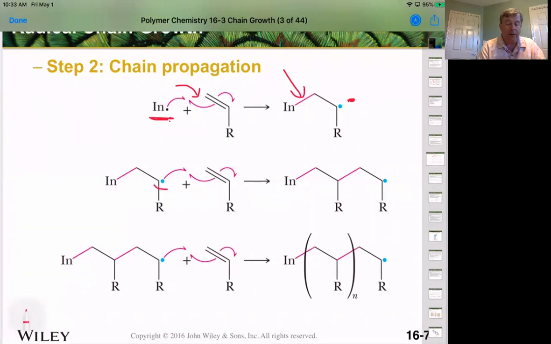Okay, now that we've generated this radical, it can react with another double bond. So one electron from that double bond moves over here to generate a new sigma bond, and we generate a new radical. Okay, so every time this radical reacts with another double bond, it generates one sigma bond and one radical. And that continues and continues and continues until you consume all of the material that has double bonds in it.